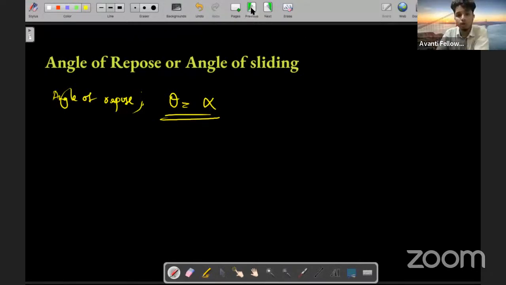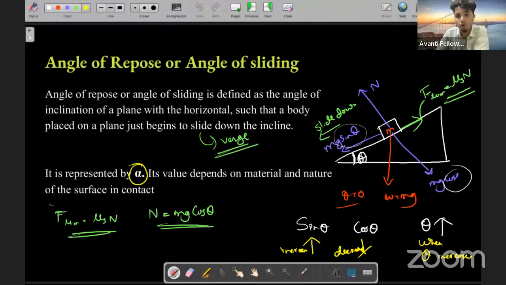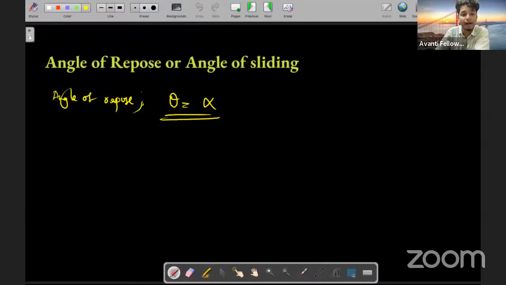Now, students, over here, observe. Which is the force that is making sure that this body doesn't slide? This limiting force. So write, can I write at this angle of repose, mg sin alpha equal to mu s mg cos alpha? Can I write it, students? Let me know. At the angle of repose. Yes or no?